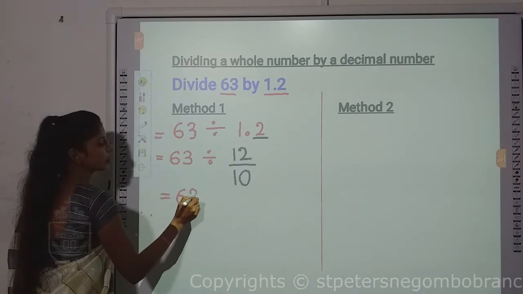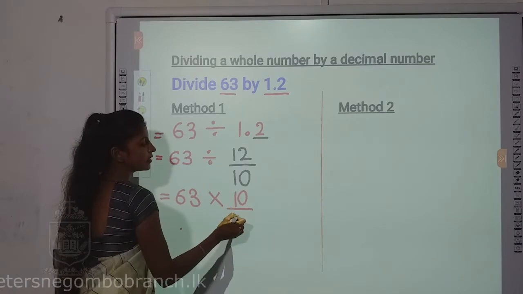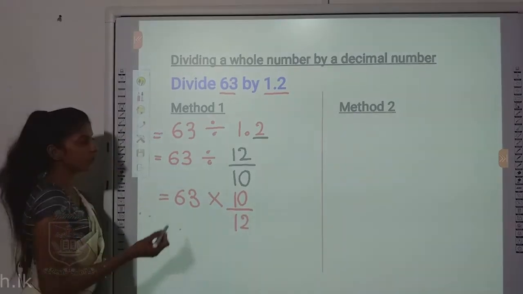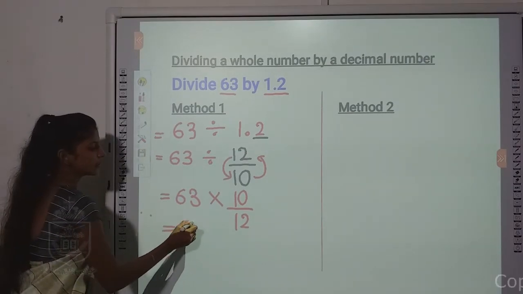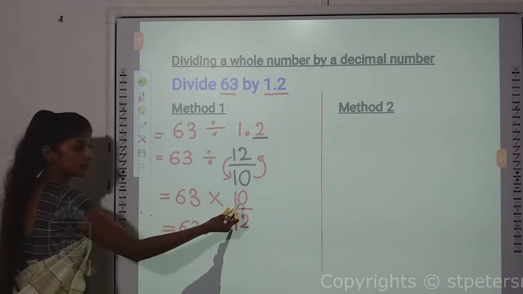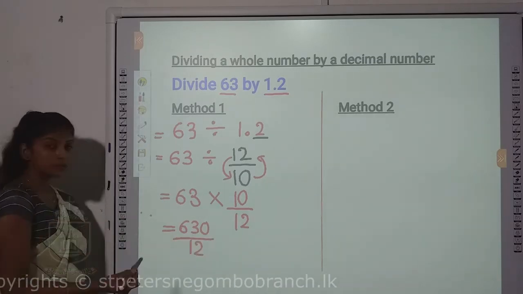That means 63, the sign changes into multiplication. 10 goes up and 12 comes down. You have to take the reciprocal, okay? And then 63 multiplied by 10 is 630, divided by 12. So you have to divide.